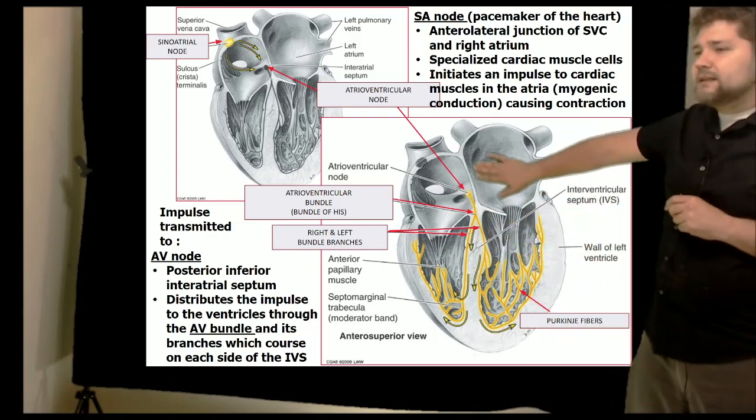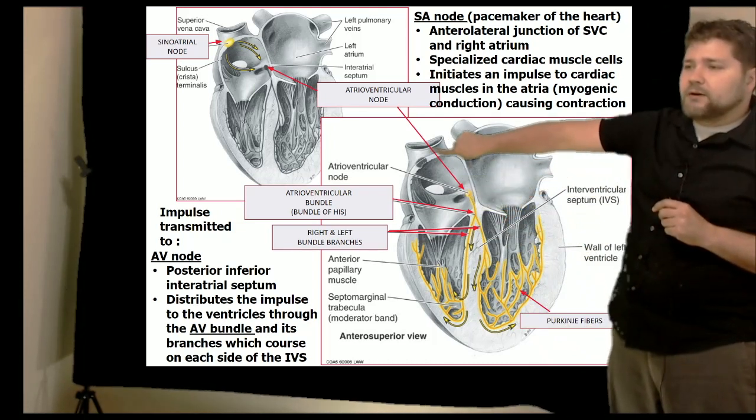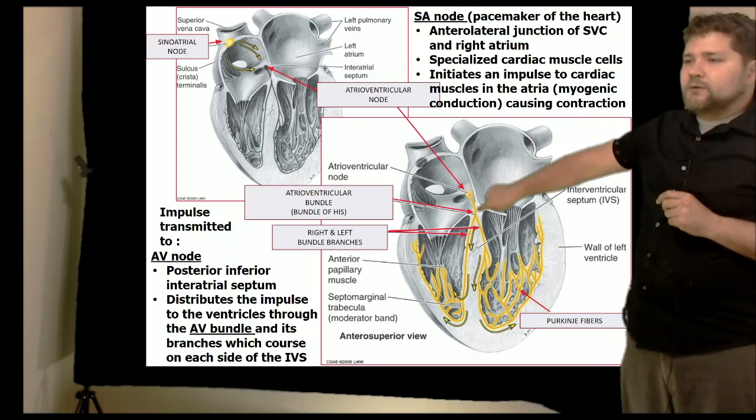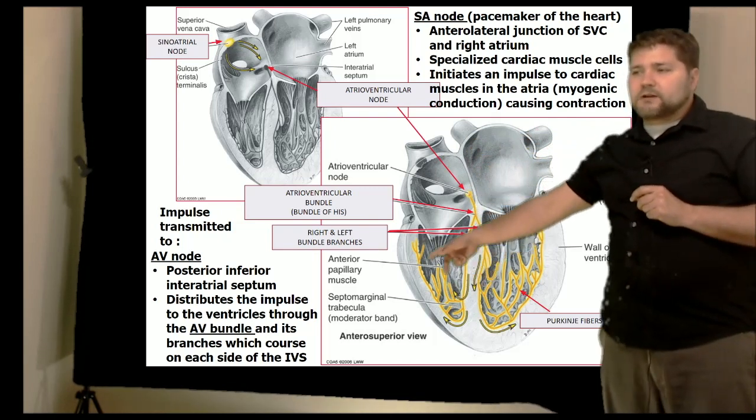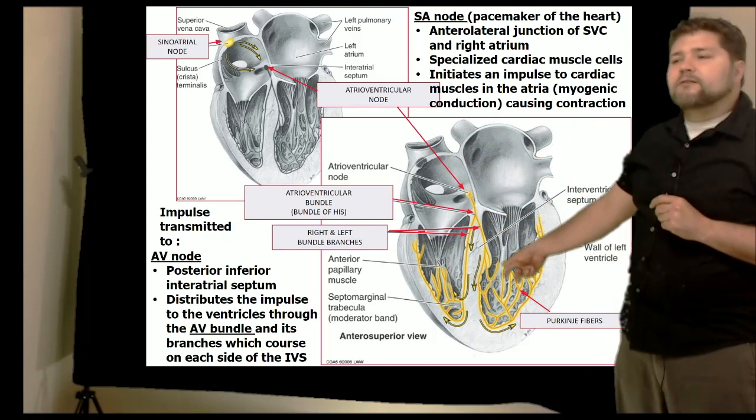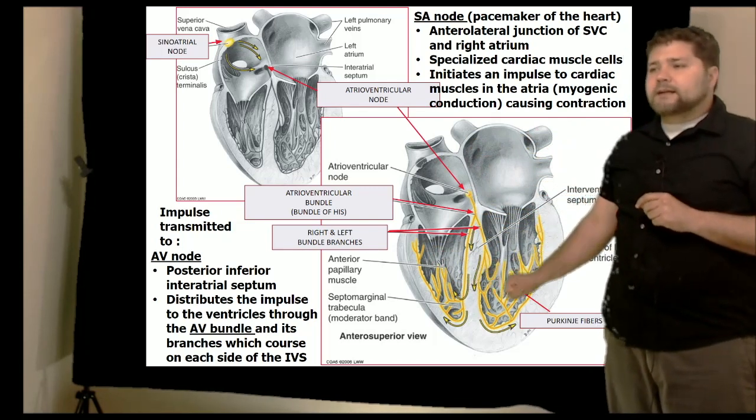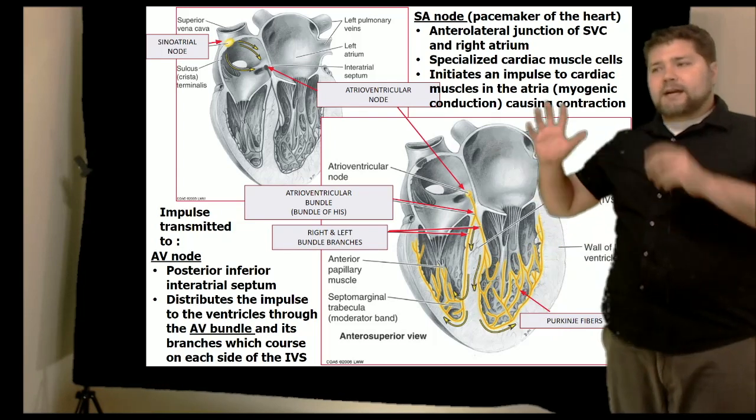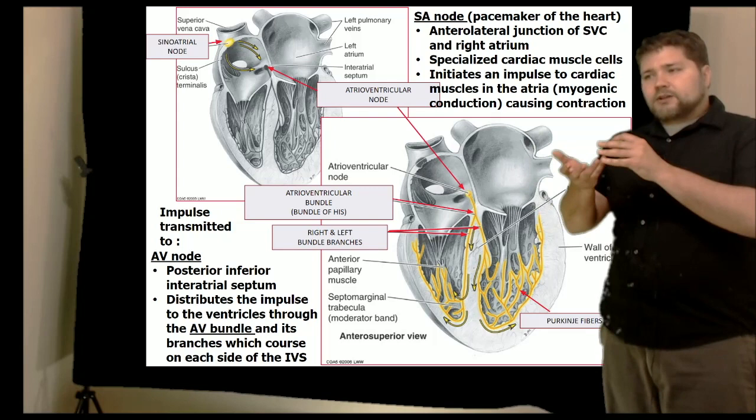So the goal is to get this completely in sync. SA node starts the pulse, goes to the AV node. We get the bundle of His, which is going to split, create our Purkinje fibers, which are going to go out to the entire wall of our ventricles and to our papillary muscles. Remember, we need those to contract as well. That's going to control the contraction in a nice uniform pattern. As long as those are working fine, everything contracts in sync.